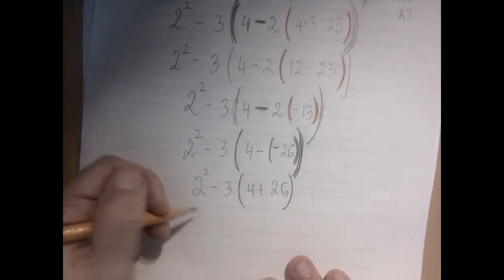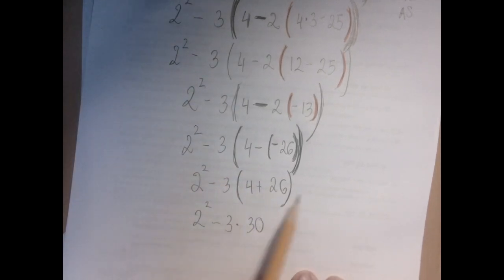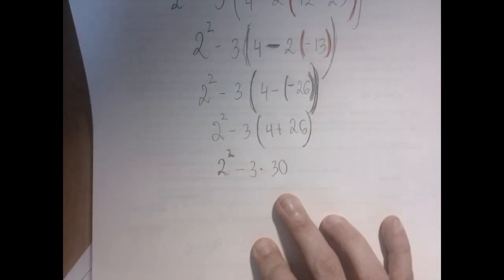You probably don't have to write a separate line. 4 plus 26 is 30. So you can omit this line if you don't need it. Do have it if you need it. So it's getting shorter and cuter.